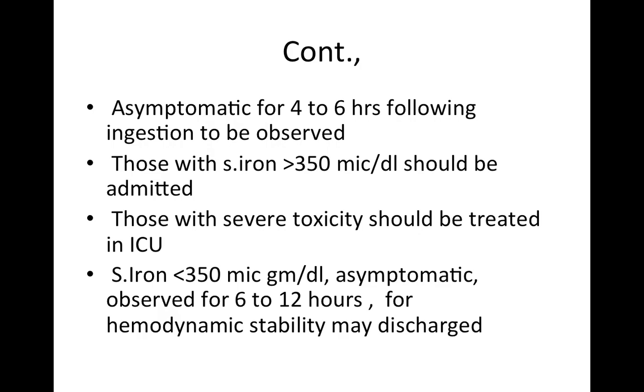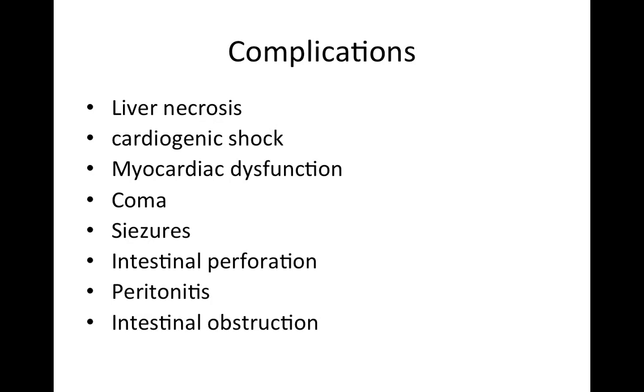What are the criteria for discharge? He must be asymptomatic, observed for 6 to 12 hours, and serum iron is less than 350 micrograms per deciliter, and the patient is hemodynamically stable. Then plan for the discharge.